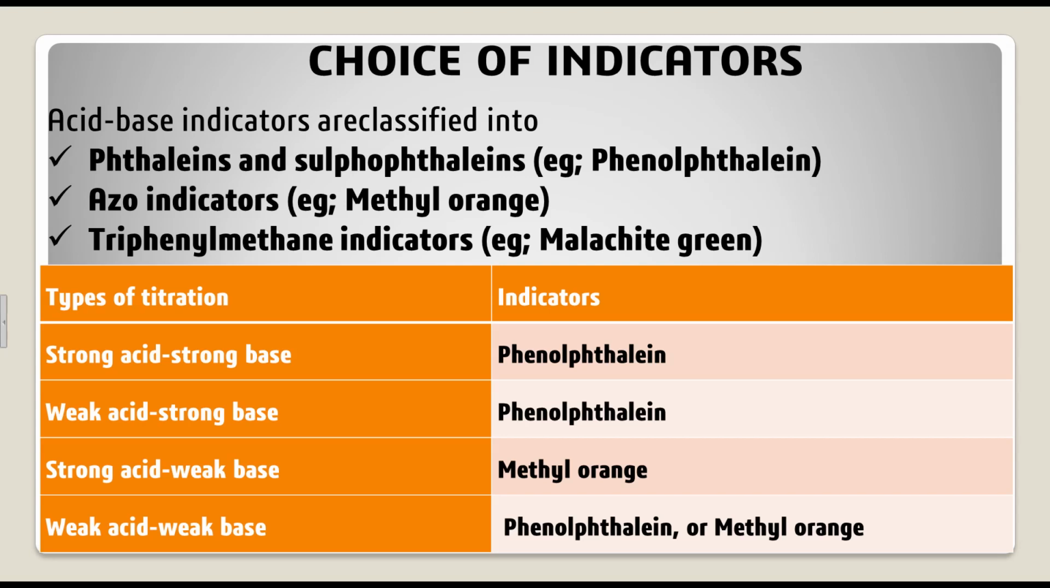If it is a strong acid, strong base titration, then the indicator is phenolphthalein. Weak acid, strong base, then phenolphthalein is the indicator. Strong acid and weak base, methyl orange is the indicator. If it is a weak acid and weak base, you can use either phenolphthalein or methyl orange. This is all about acid-base titration.